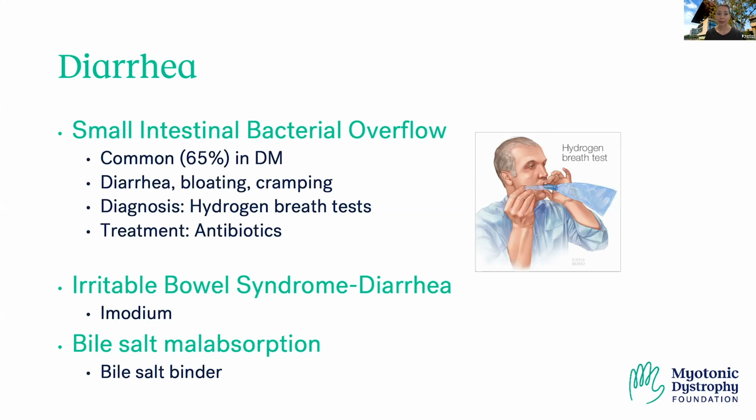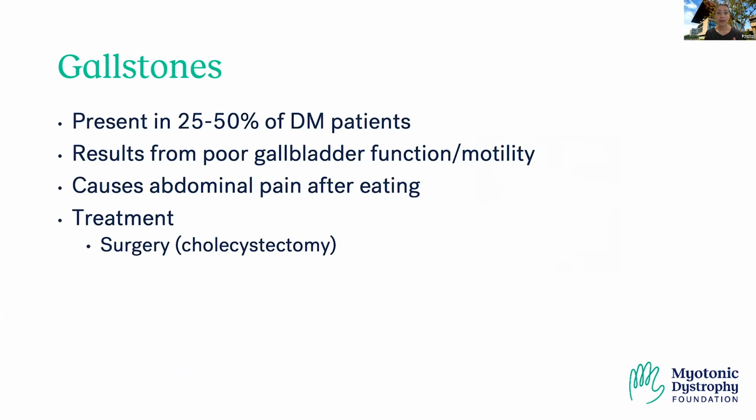Bile salt malabsorption is a condition that occurs when your intestine cannot absorb the bile acid properly. So this bile will get to the GI tract and cause watery diarrhea. The bile is naturally made in the liver and stored in the gallbladder. We know that problems with the gallbladder are common in our patients with myotonic dystrophy. Up to 50% of our patients have reported gallstone problems.